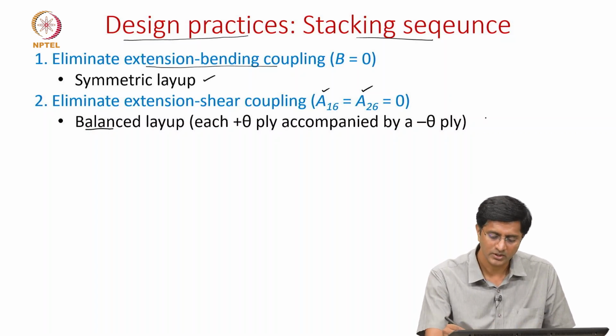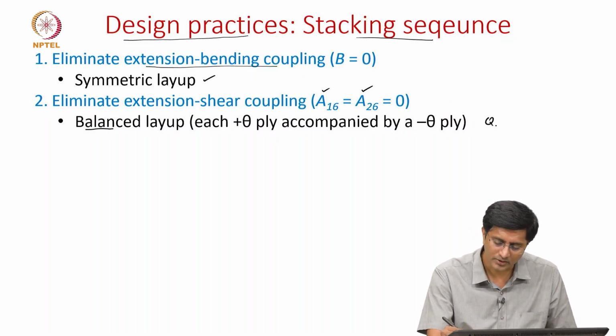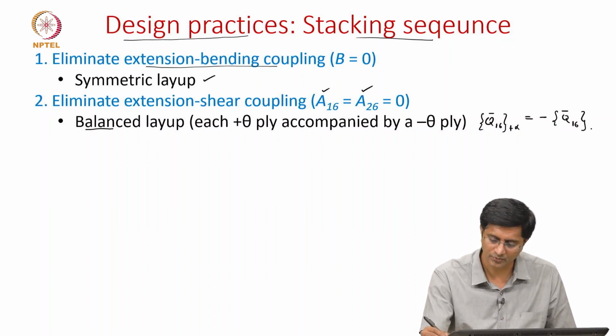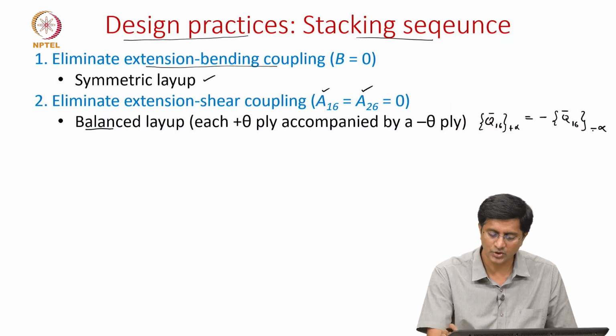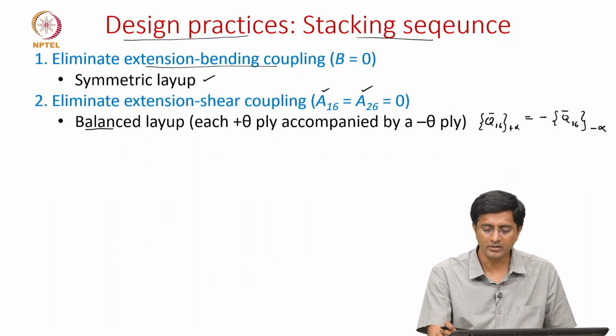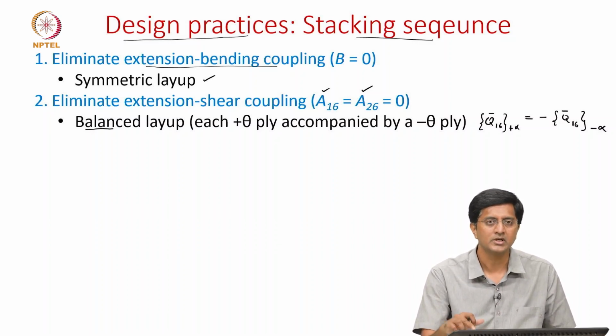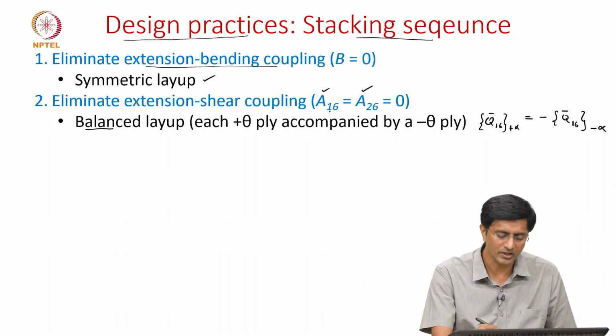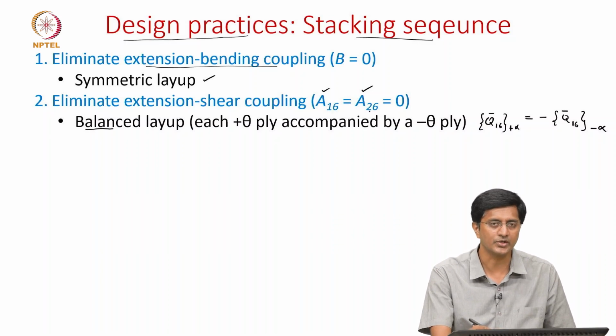Earlier, you recall that Q16 bar for plus alpha is the negative of Q16 bar for minus alpha. So if you have a pair, then this A16, because it is a summation of these terms times the Q terms times the thickness, these cancel out each other, and that's how we get A16 and A26 going to 0.